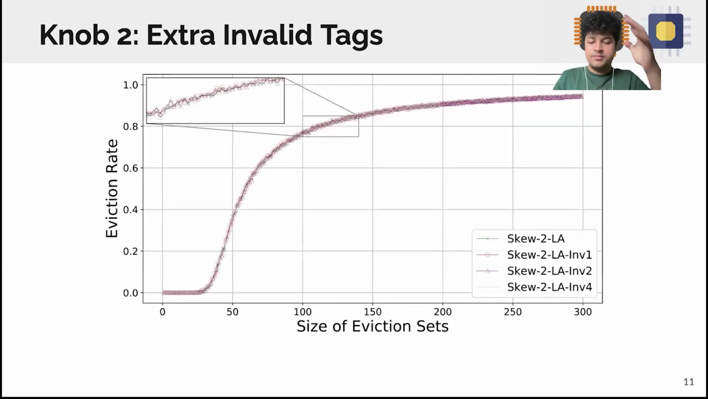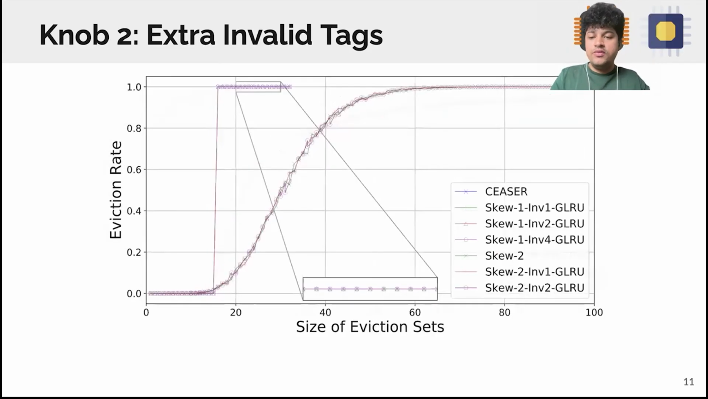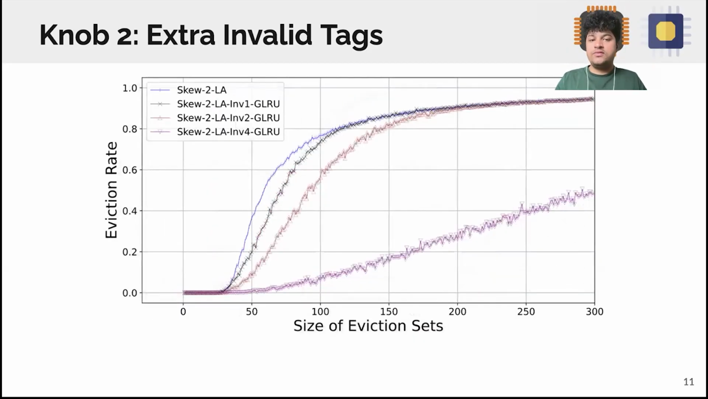So here we have some results. In this case, we use skews with load aware skew selection and invalid tags, and we observe that invalid tags actually provide zero security benefit. Moving on, we have skews with invalid tags and global eviction, and we again see that invalid tags have no security benefit whatsoever. Finally, when we go to the configuration where we have skews with load aware skew selection, invalid tags, and global eviction, we finally start to see some benefit with invalid tags.